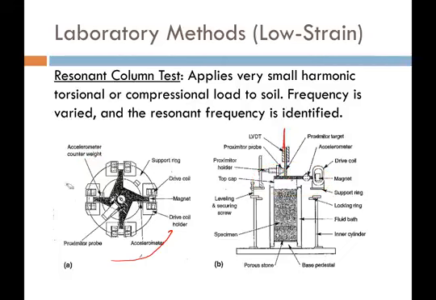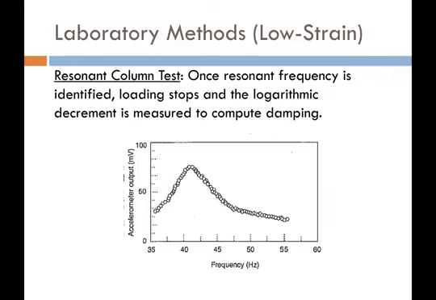So the resonant column is trying to apply really small torsional shear strains to our soil. It can apply the torsional shear strains in a cyclic manner, meaning that if this is shear strain and that's time, it's going to apply a harmonic wave of shear strain to the soil. And then we can adjust the frequency of that wave as well as the amplitude if we wanted to.